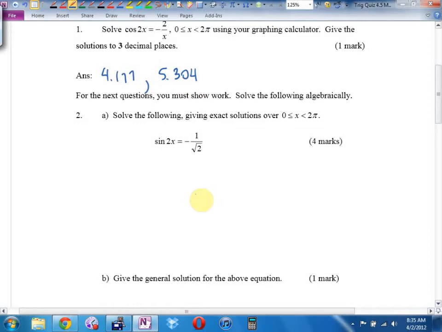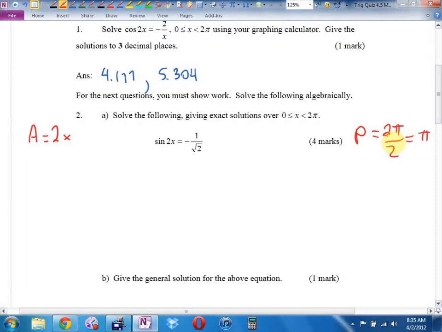For the next questions, you must show work. Solve the following algebraically. Period change. There's a 2x there. So I'm going to temporarily replace that 2x with an a, but I am going to write way over here, I know that the period is 2 pi over 2, or pi. I'm not going to forget that, because when they want the general solution, I'm not going to add multiples of 2 pi. I'm going to add multiples of pi.